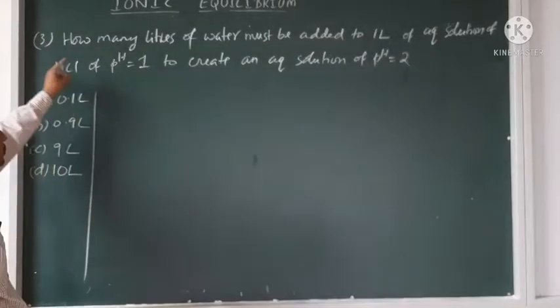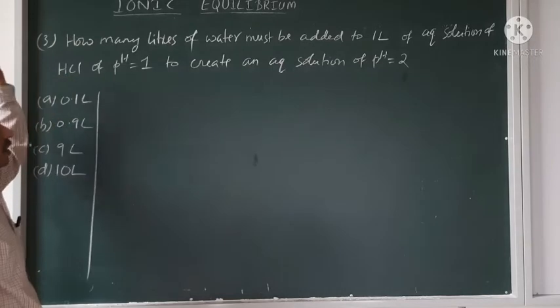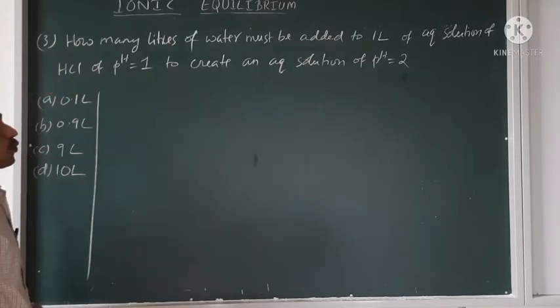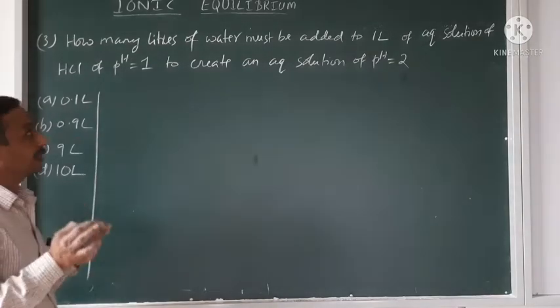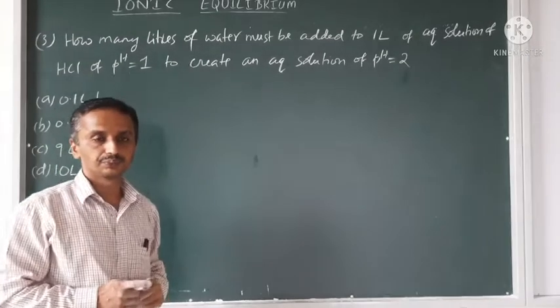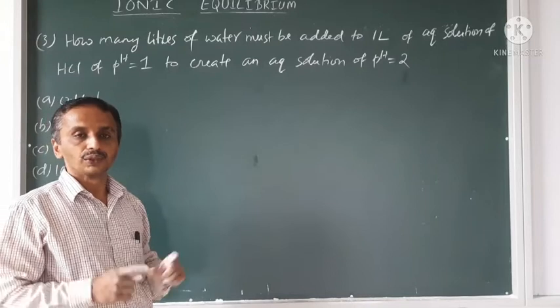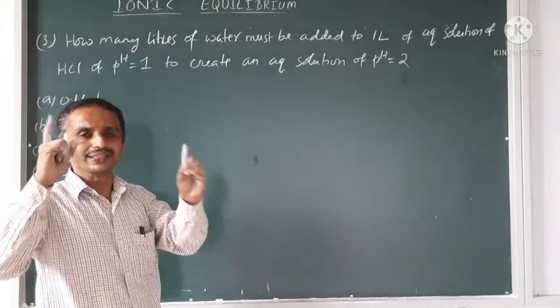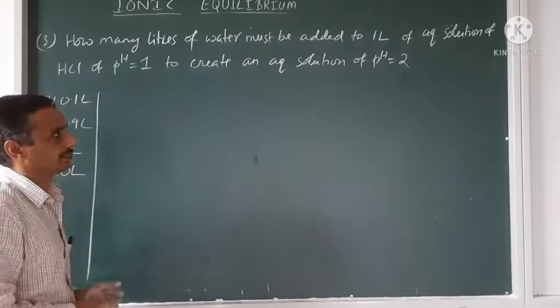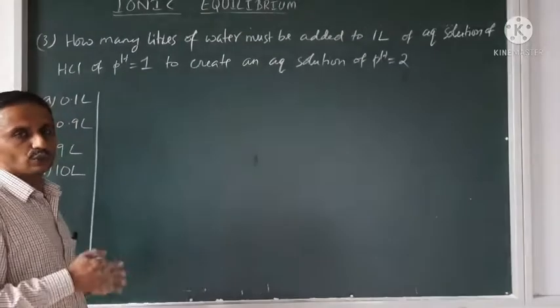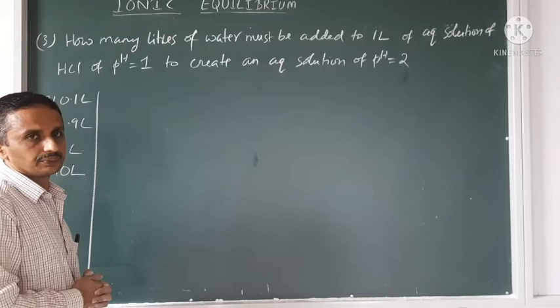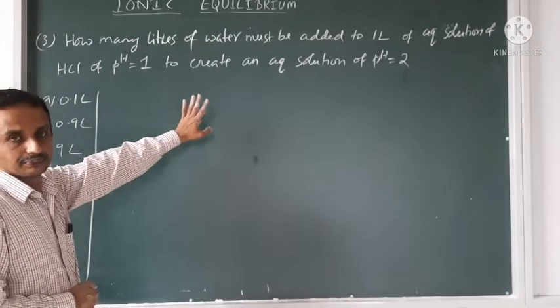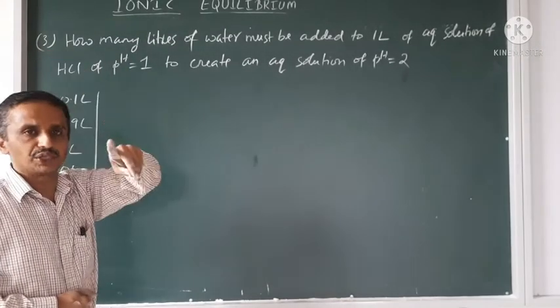Now see this problem. How many liters of water must be added to 1 liter of aqueous solution of HCl of pH 1 to create an aqueous solution of pH 2? See, we are diluting a solution, because we are adding the water. The pH will change.